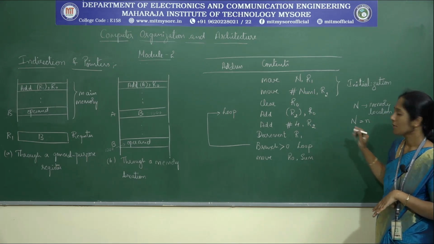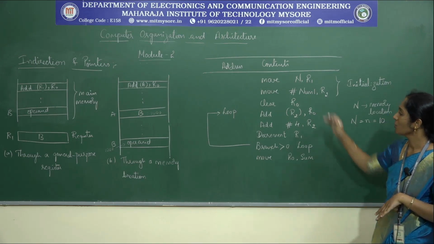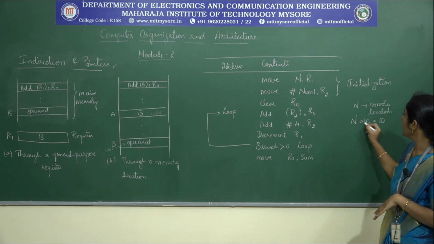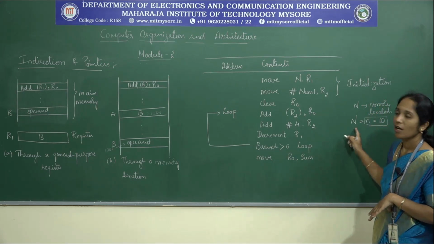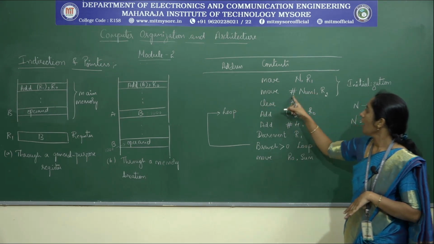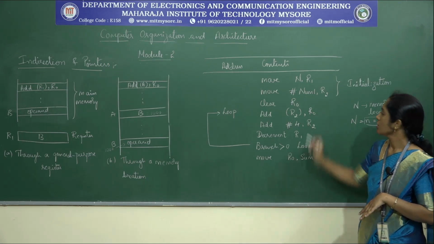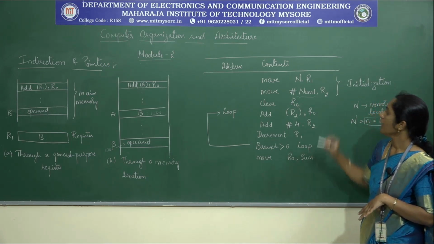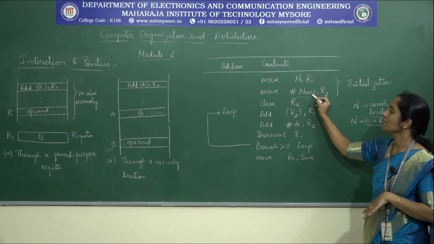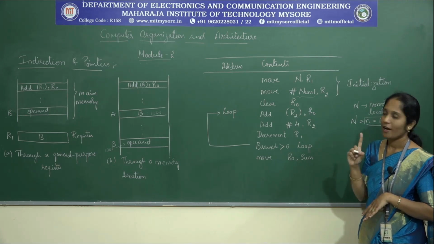Let us assume for the time being this is equal to 10. Let us assume we are supposed to add 10 numbers. That 10 is nothing but the n value, present in a memory location n. And next, I have written move as num1 comma R2. Here you can see we are transferring the memory location. This num1 is nothing but the memory location of the first number to be added.